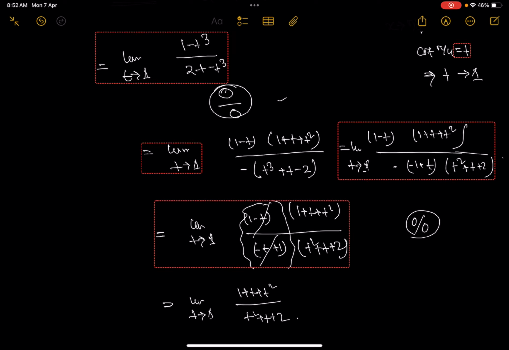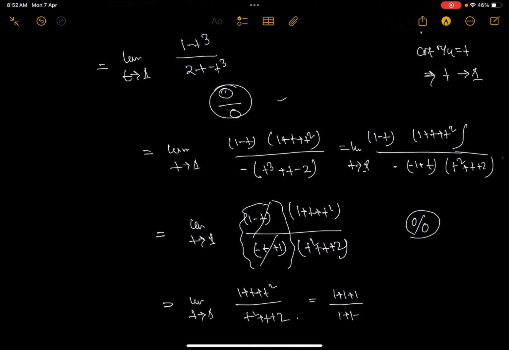So from there we can see that this is not 0 by 0 form. So we put the value: 1 plus 1 plus 1, 1 plus 1 plus 2. But this value goes to 3 by 4. This is the final answer.